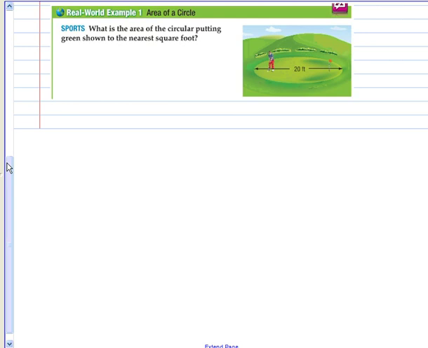What is the area of the circular putting green shown to the nearest foot? Well, starting with our formula, area equals, what's the formula? Pi r squared. And so our radius of this cool circular putting green is 10 feet. So what's 10 squared? 100. If I wanted the exact area, we would call it 100 pi feet squared. Now they said round it to the nearest foot. So approximately, you've got a pi button on your calculator.